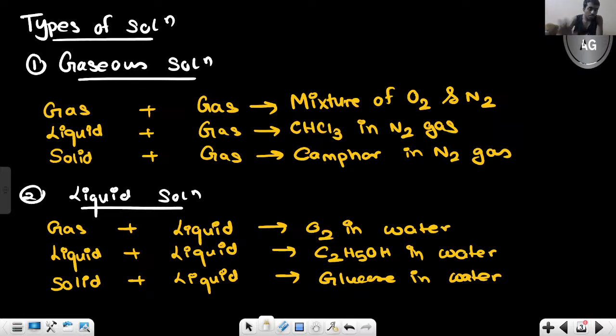Liquid solution: if we put gas in liquid, like O2 in water, which you have to read in detail, solubility of gas in liquid. Liquid in liquid, you know there are a lot of examples. Solid in liquid is basically the glucose drinks which you drink.